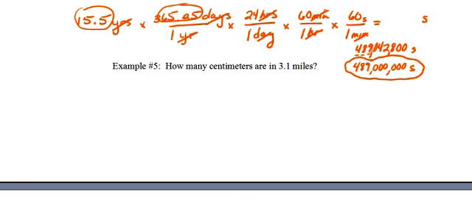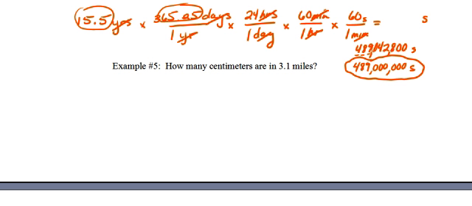And the cool thing about using this method is that if you have a set of conversions in front of you, as long as you get the units to divide out properly, you're going to come up with the same answer, the correct answer. You can do these lots of different ways, and in this next example, number 5, we're going to show you how that works.